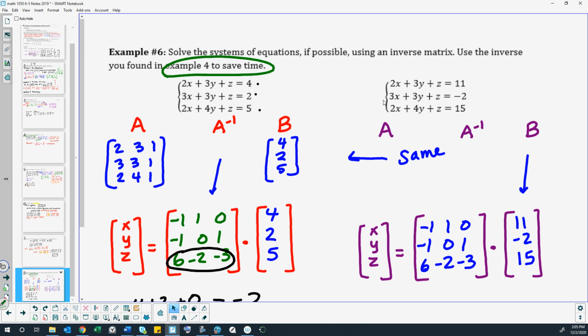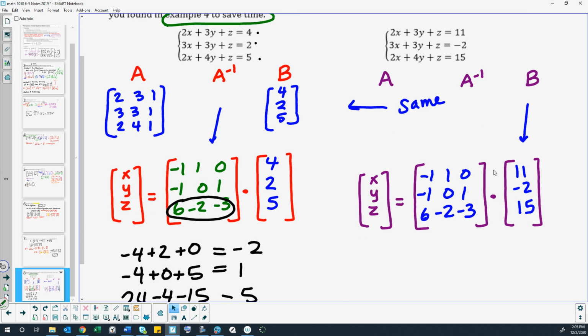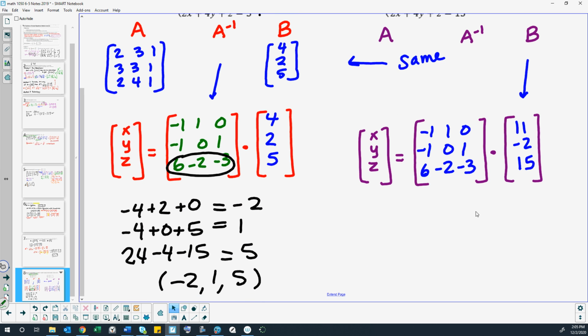The second example on this problem has exactly the same equations other than the constants. So the coefficients are exactly the same, the coefficient matrix is the same, the inverse is the same. We're just multiplying times a different set of constants, and that will give us a different answer.